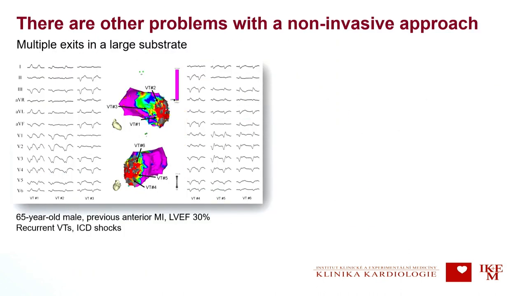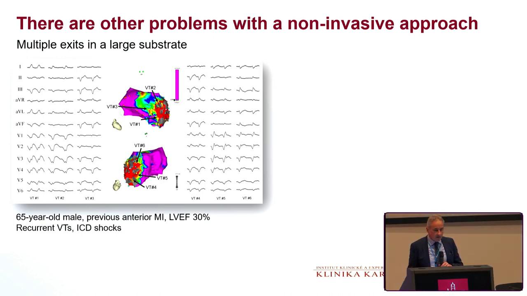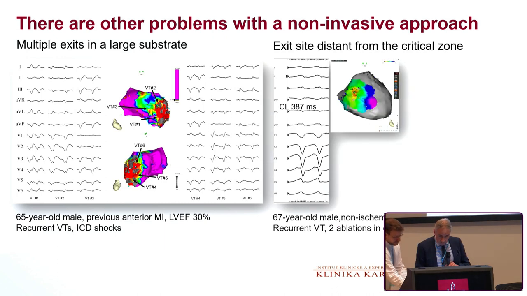And also, if you have a large aneurysm, you can have like six VTs from different parts. You have different exits from this big aneurysm, so I don't know how you will irradiate, what you will irradiate in this case.